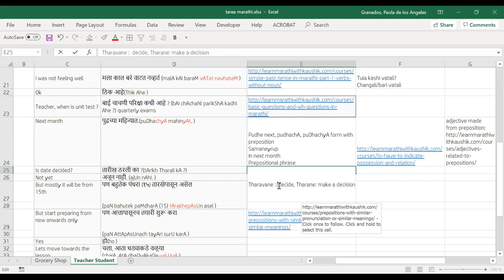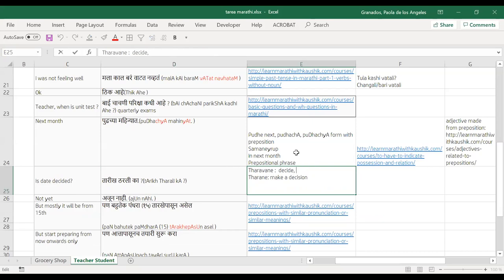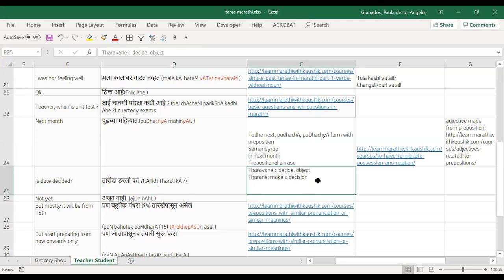Oh, again, sorry, Kaushik, I kind of mixed those two. Taravane and Tarane. So Taravane will have an object. And Tarane is to make a decision. Okay. Did you understand the difference, Emily? No, not so clear.